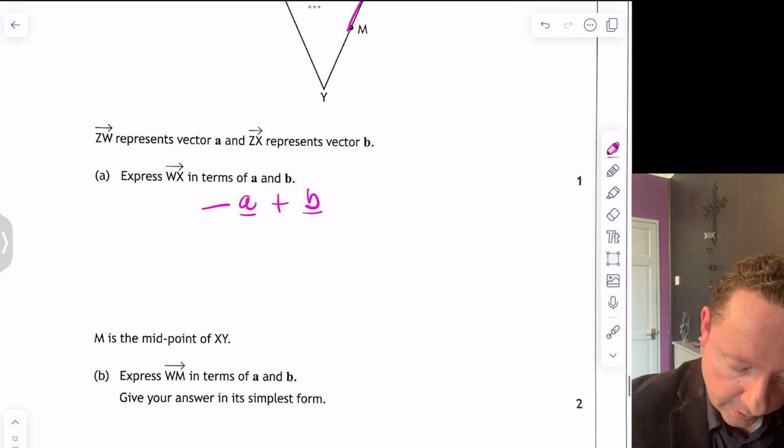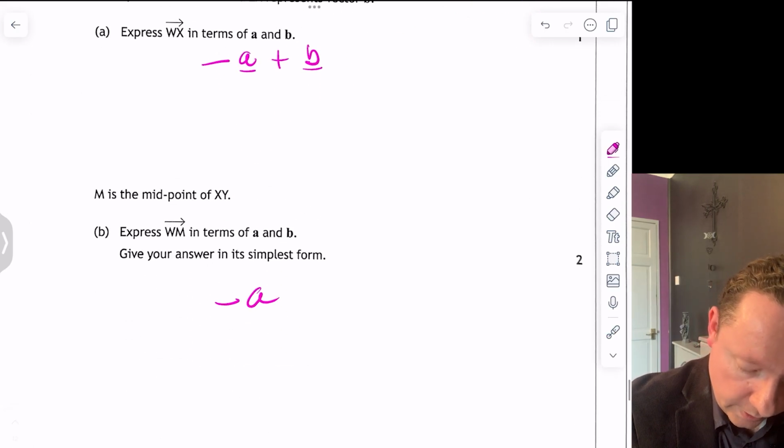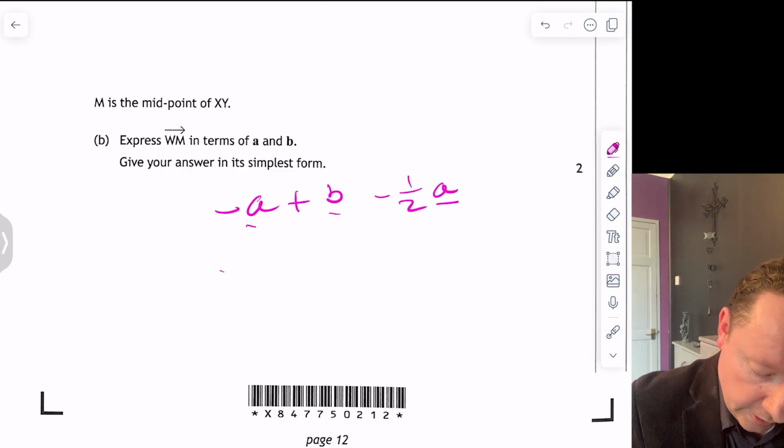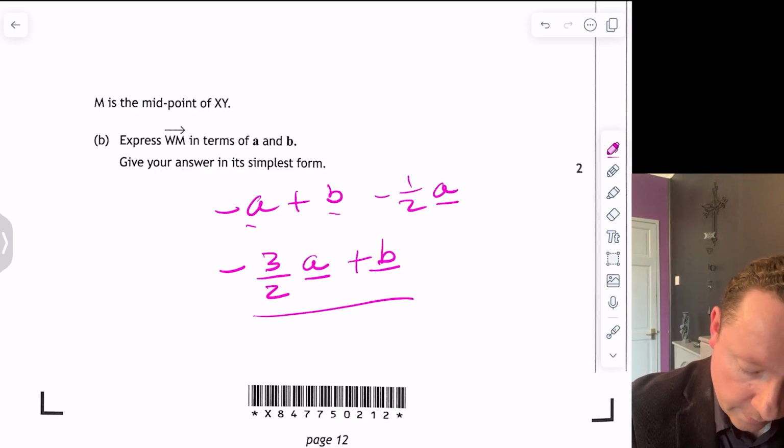Minus A plus B minus a half A, minus A plus B minus a half A. Simplifying that, minus 1 minus a half is minus 1.5, or minus 3 halves. Minus 3 halves A plus B, and we're done there.